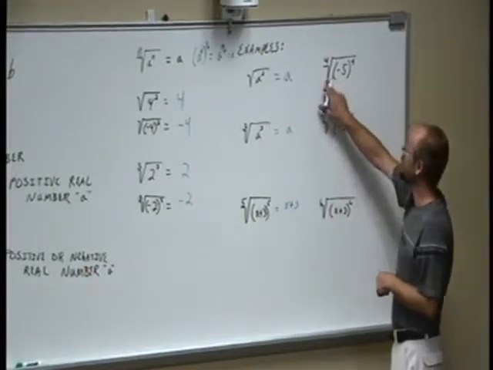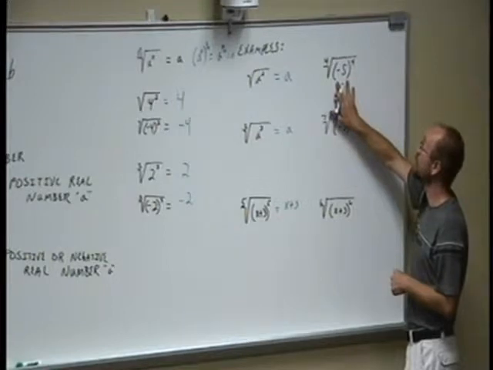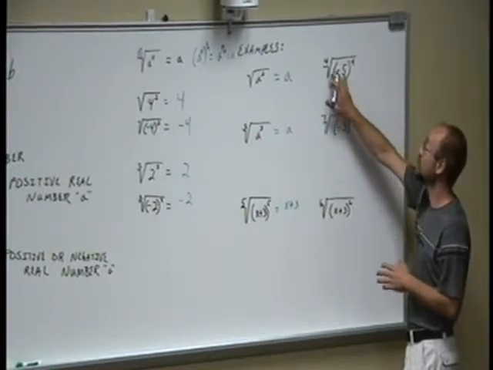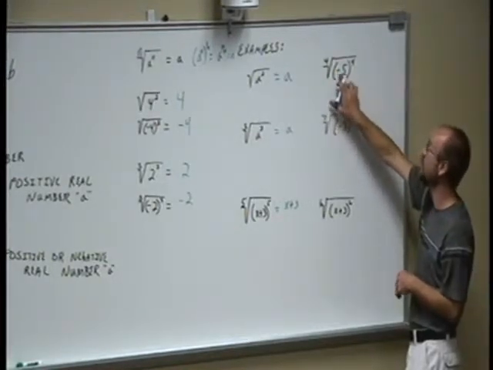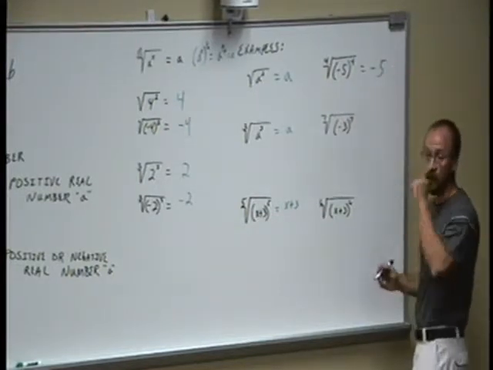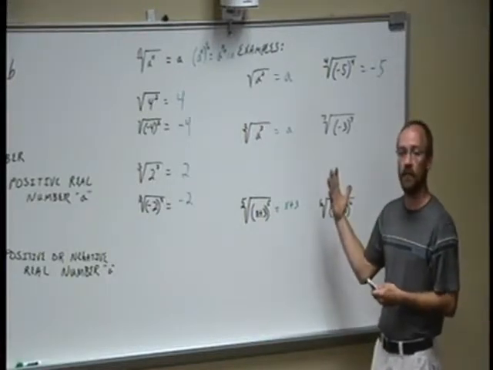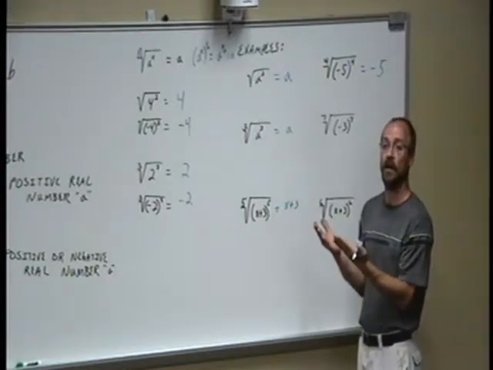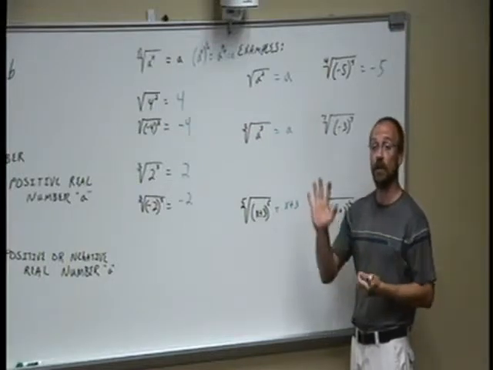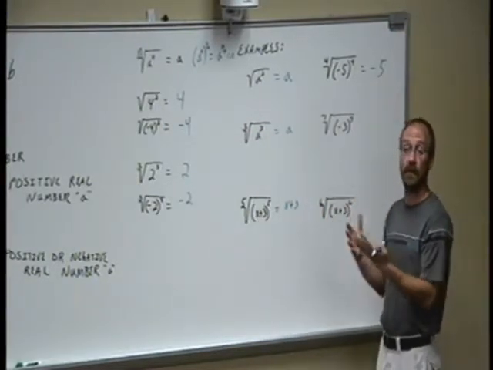Let's look here. We have the fourth root, an even index, the fourth root of the quantity negative 5 to the fourth power. We're going to get negative 5. Now, sometimes when you're looking in the back of the book, it gives you a positive 5 because it's saying the absolute value. Either one is correct. Are we looking at negative 5, or are we assessing it differently?